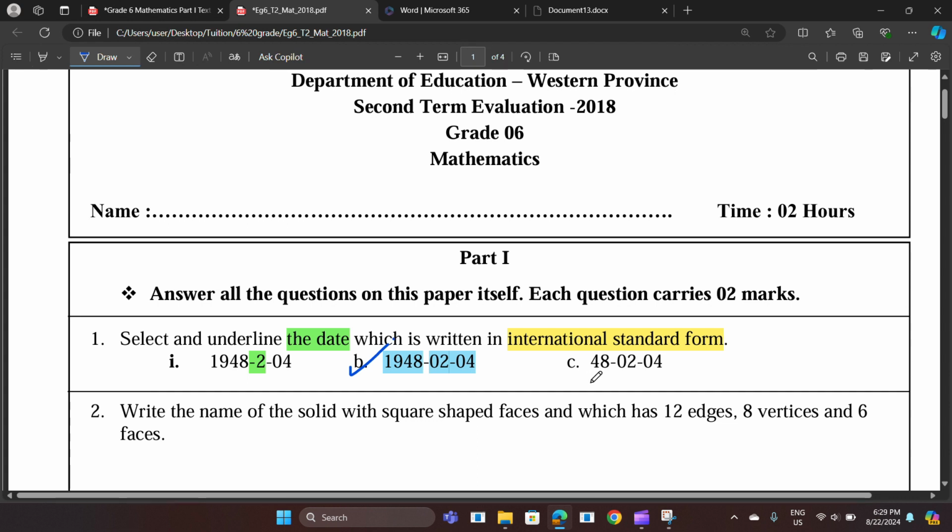Okay, we don't have to even look at third answer, but we will check it. We check it also. It is wrong at the first point. Okay, this year should be, I told you once, this year should be represented in 4 digits. So this is wrong. So the correct answer for this first question is B, 1948 to second month and fourth date. Okay.